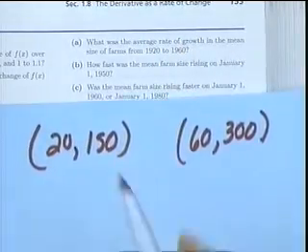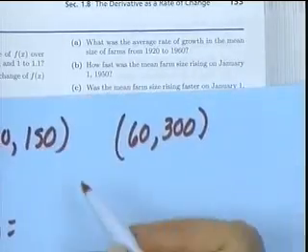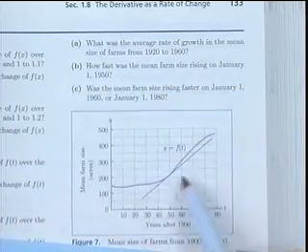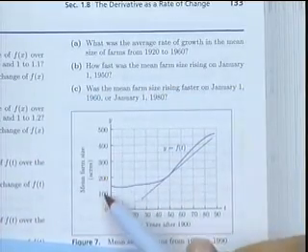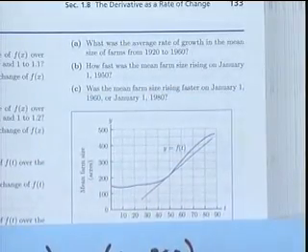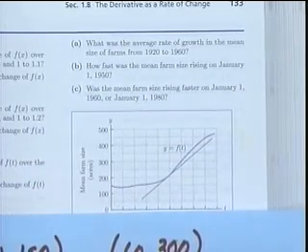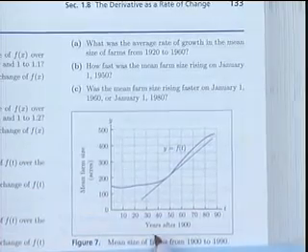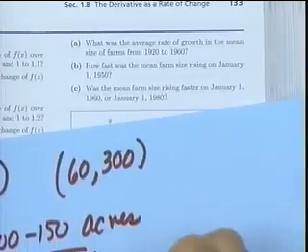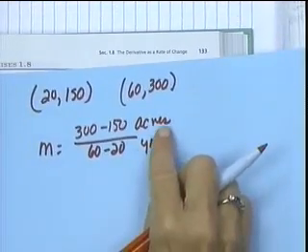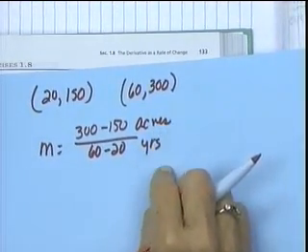Average rate, so I'll just do average, which is the slope of the secant line between those 2 points. And when I say 300 minus 150, what's my units going to be? Acres. And then we'll say 60 minus 20, and what's the units going to be? Years. So when I find the average rate of change, the answer is going to be acres per year.